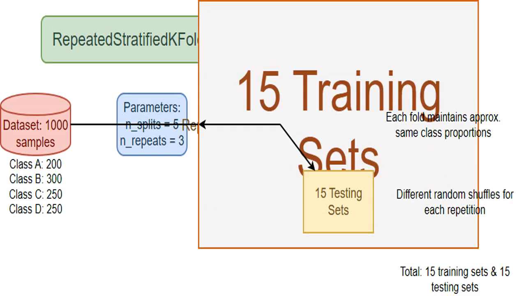The key feature of repeated cross-validation is that the data is randomly shuffled before each repetition. This ensures that different folds are created each time, providing a more robust evaluation of the model's performance and reducing the impact of a single random split. It helps avoid being overly reliant on one particular random split of the data.